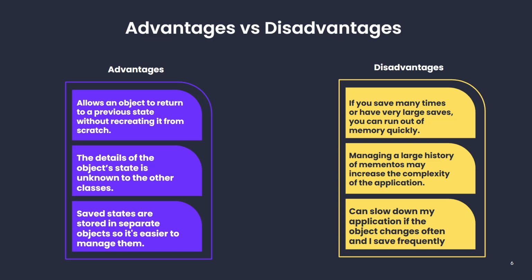One advantage of the memento pattern is that it allows objects to return to their previous states without recreating them from scratch. It also preserves encapsulation because other classes do not need direct access to the object's internal state. Additionally, storing states in separate memento objects makes them easier to manage.